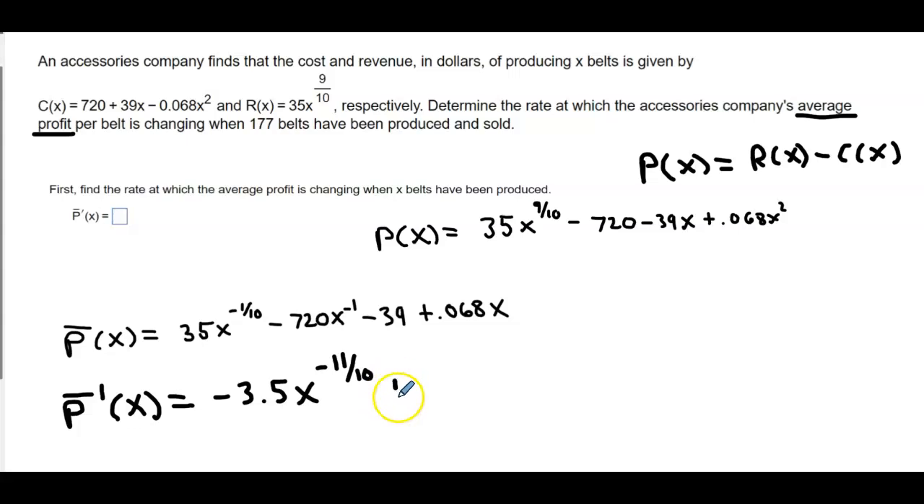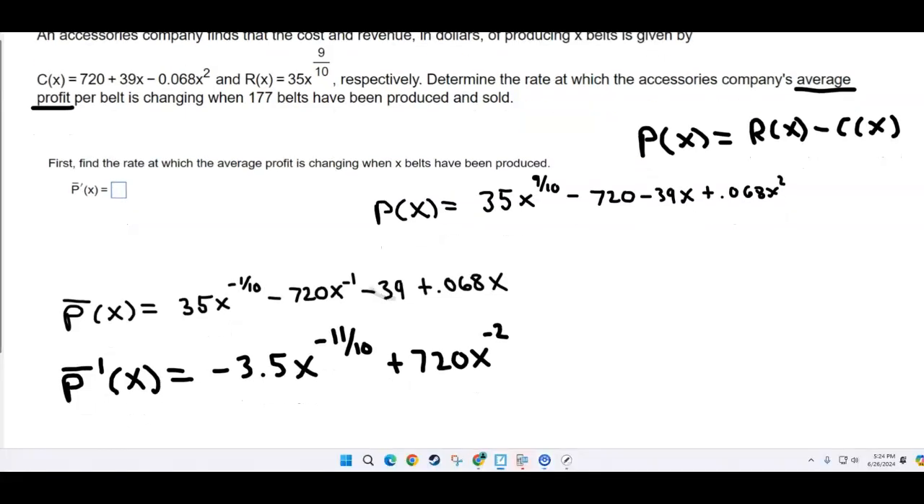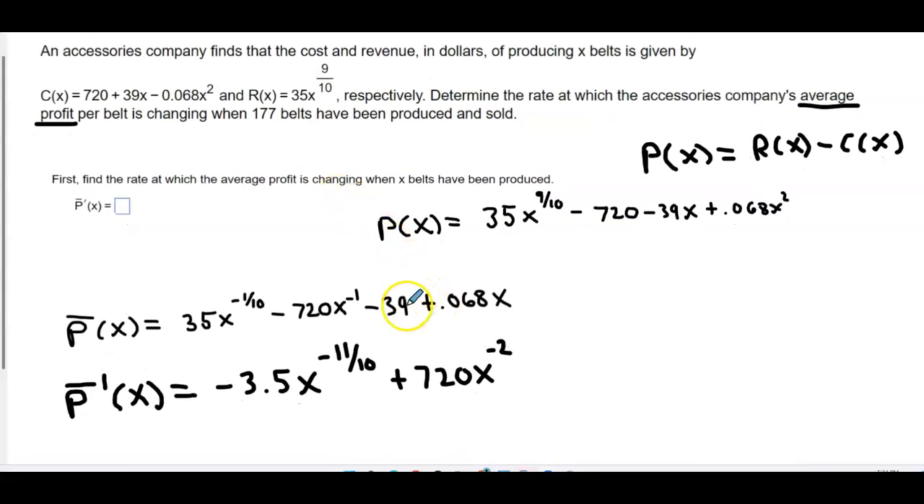Here the negative 1 comes down, multiplies the 720. Reduce that exponent by 1, so now we're at negative 2. This third term here is a constant. So when we take the derivative of a constant, it becomes nothing, so we won't add 0 here. We'll just omit that. And then this last term is linear, so the slope is just the coefficient out front. Or you could say, with the power rule, the 1 comes down, multiplies the 0.068, and then we have x to the 0, which just goes away as a factor of 1.